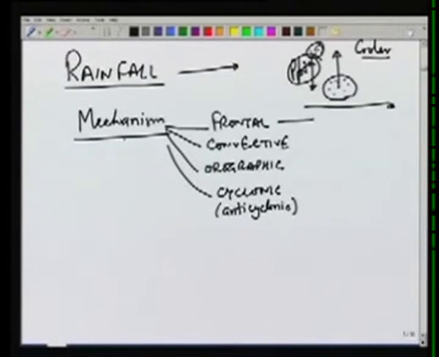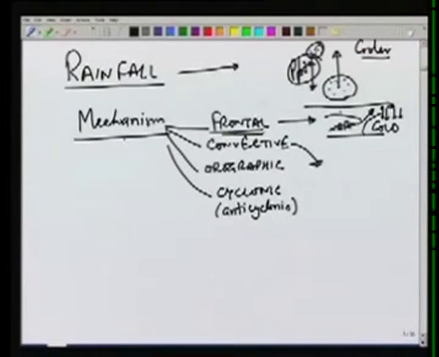In the frontal, there is cold and warm air meeting. So there is a front which has cold air on one side. Let's say this is the cold air, and here we have warm air. Now this warm air may be moving or the cold air may be moving, but the net result is that the warm air gets lifted above the cold air, and as it gets lifted, it becomes colder, and then it will cause condensation and precipitation. So that is the mechanism of frontal rainfall or frontal precipitation.